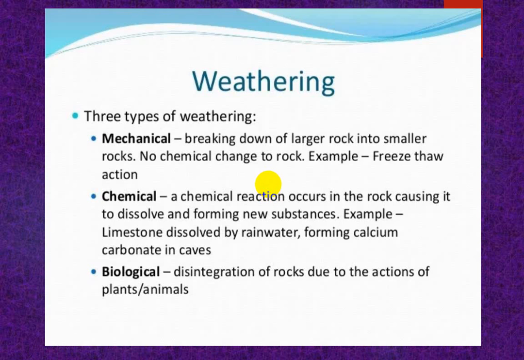There are three types of weathering. Mechanical weathering, also known as physical weathering, chemical weathering, and biological weathering. Mechanical or physical weathering is the breakdown of larger rock into smaller rocks. No chemical reaction takes place here. For example, freeze-thaw action. In mechanical weathering, there is no chemical reaction, but rocks break down into smaller rocks.